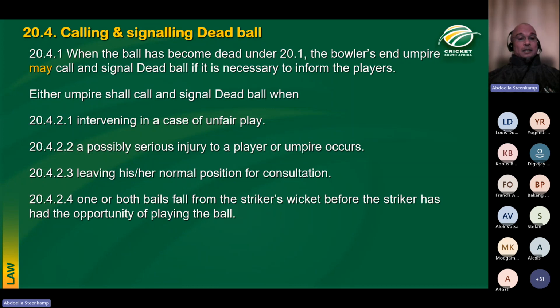Either umpire calls and signals dead ball if one or both bails fall from the striker's wicket before the striker had an opportunity to play at the ball. And importantly, it's either one or both bails that need to fall from the striker's wicket. If that is the case, either umpire needs to call and signal dead ball, although the striker's end umpire would be in the best position to call it, but there's nothing stopping the bowler's end umpire from calling it if one or both bails fall from the striker's wicket. You need to call and signal dead ball.